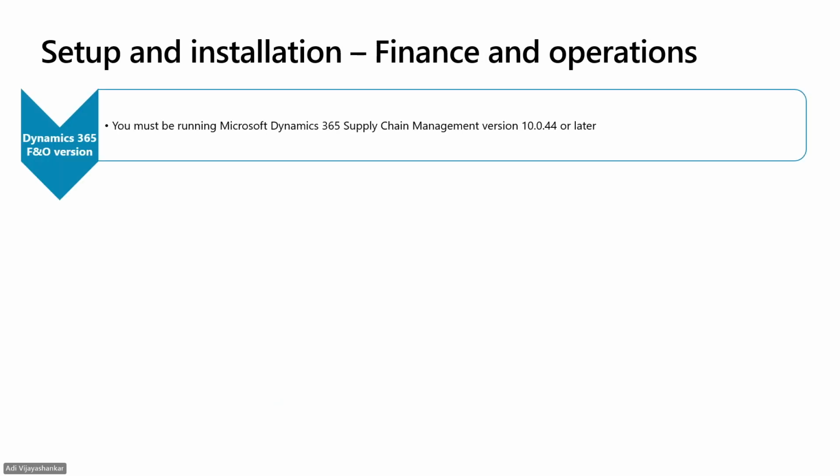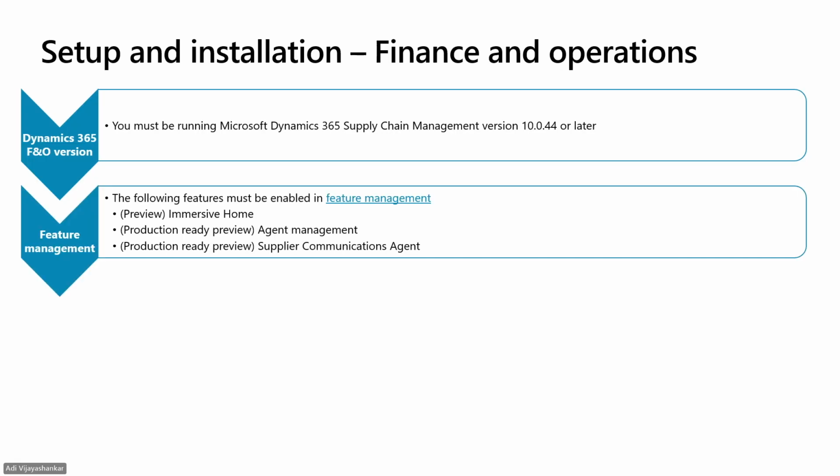Now, let's talk about setup and installation for the finance and operations side. Here, you must be running Microsoft Dynamics 365 Supply Chain Management version 10.0.44 or later. You need to enable required features in feature management, and these features are preview immersive home, production ready preview agent management, and production ready preview supplier communication agent.